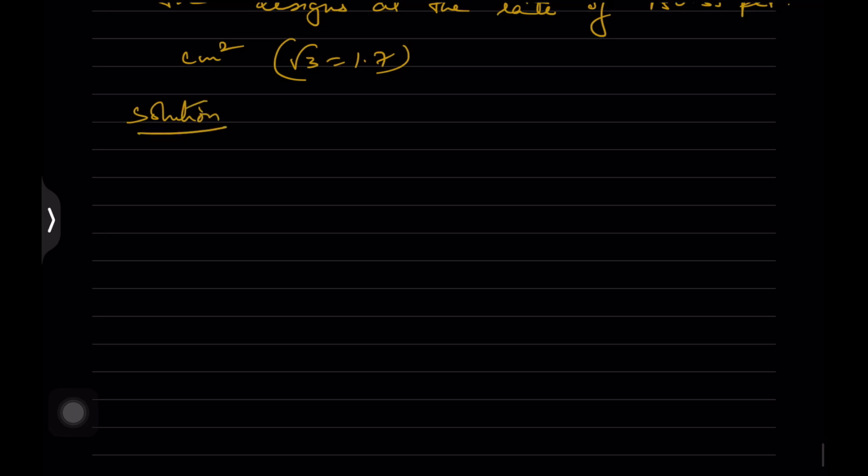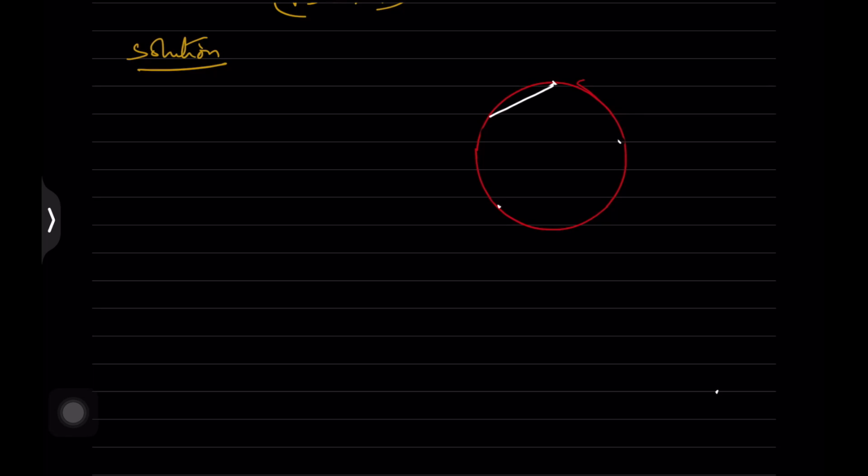So now from the problem solution, we'll first draw a round table cover. One, two, three, 4, 5 and 6. These are the different sectors which we are having here.